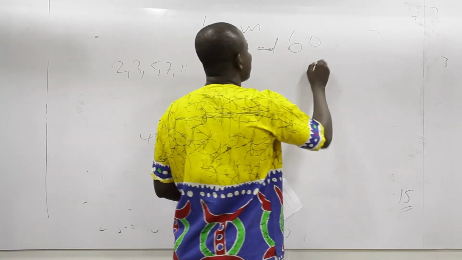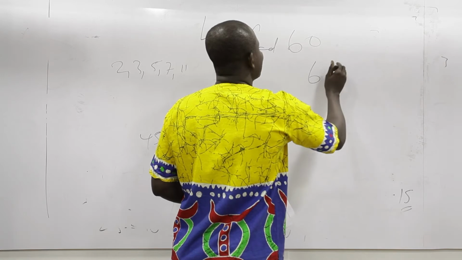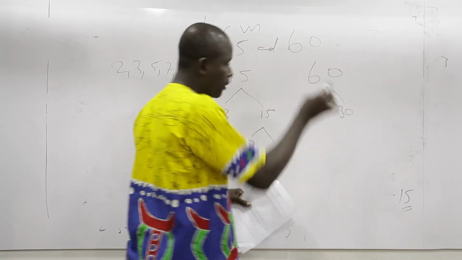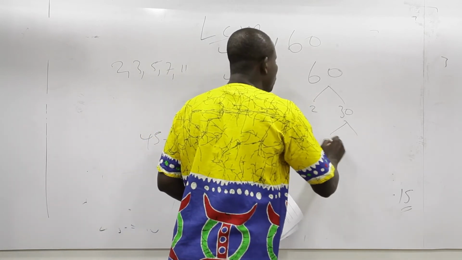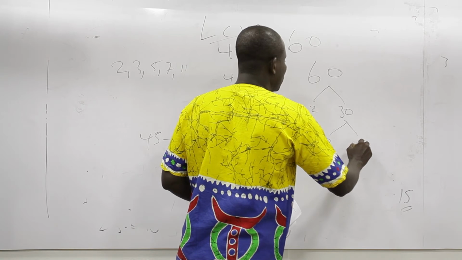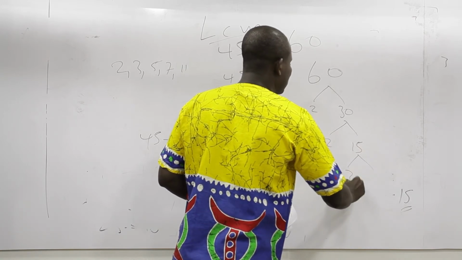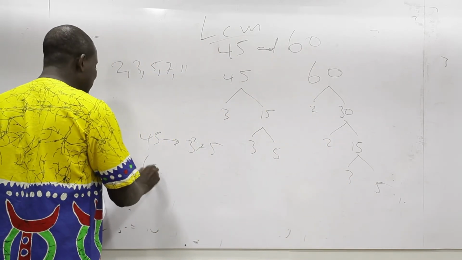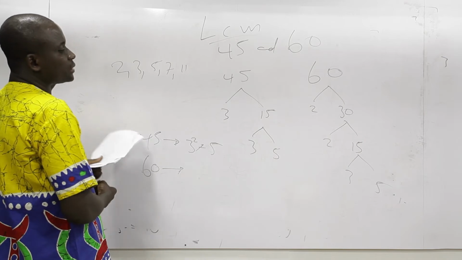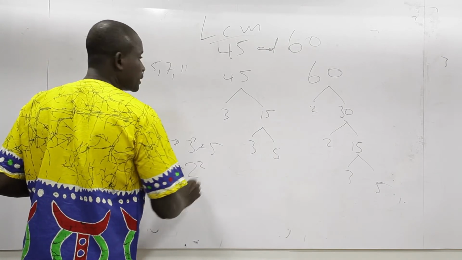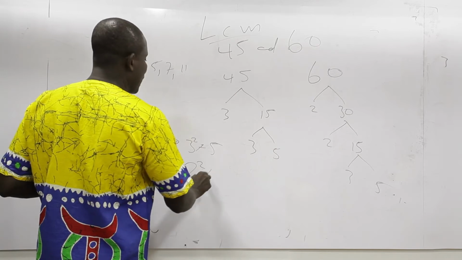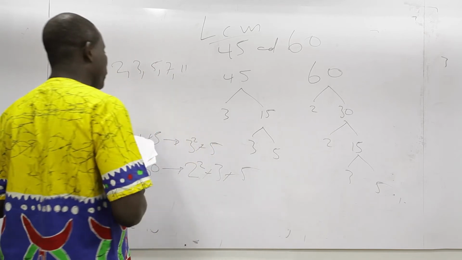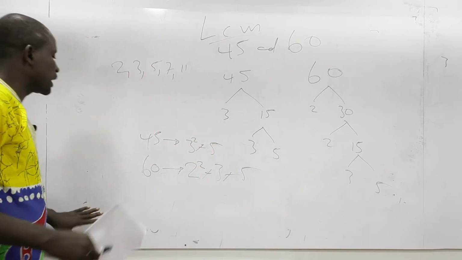Then we are coming to 60. 60, let's start again. Here is what? 2, 30. I've extracted 2. Then 2 can go into this again. And then what? Is it 15? Then 3 here, 5. So you could see that for 60, what am I going to get? We have 2 squared times 3 times 5. Now, how are we going to get our LCM?